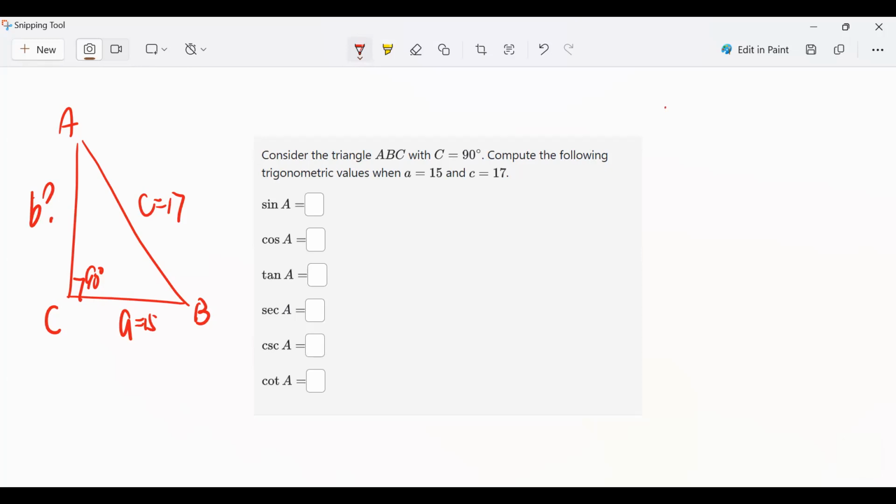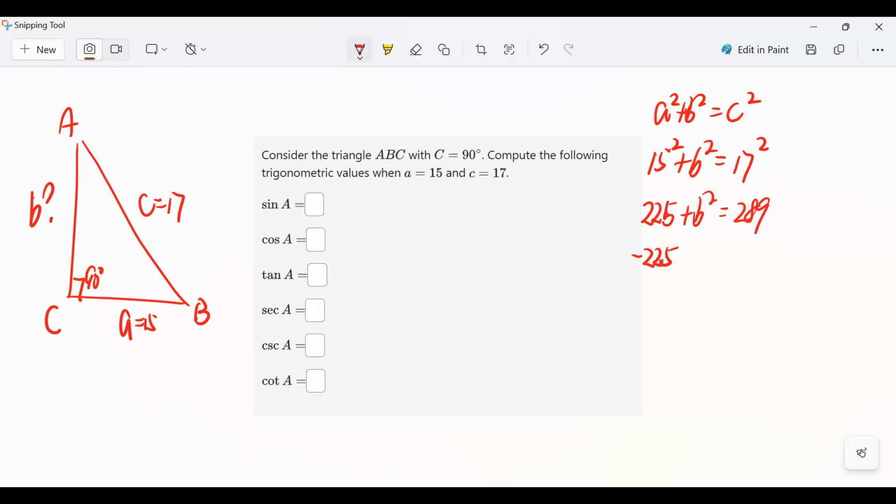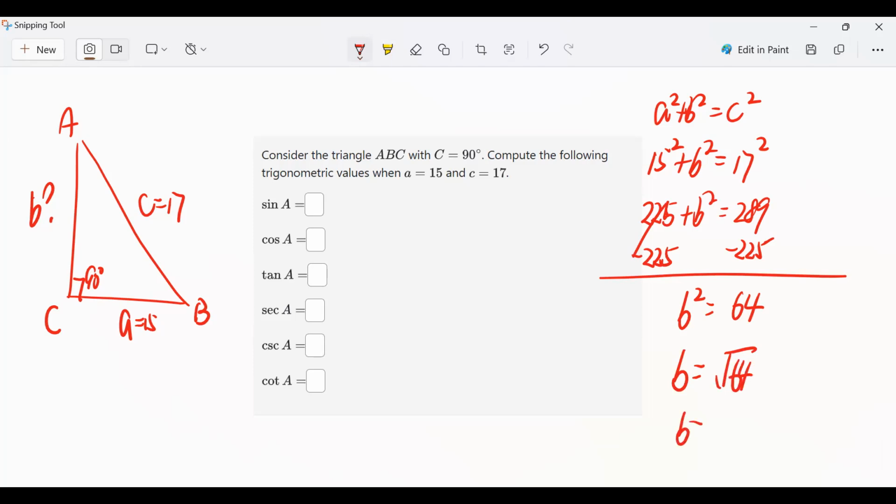So we do a squared plus b squared equals c squared, and let's solve for b. So 15 squared plus b squared equals 17 squared. 15 squared is 225 plus b squared equal to 289. Now subtract 225 from both sides of the equation. And so b squared equals 64. We are dealing with a real world triangle, so the answer is always going to be positive. So it's the positive square root of 64, so b equals 8 units.